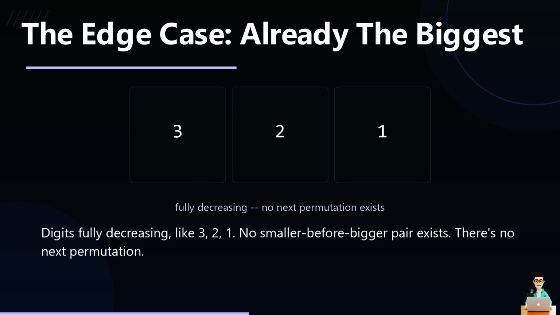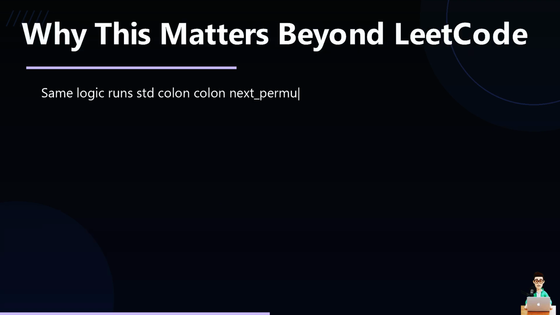We've hit the ceiling. This exact pivot, swap, reverse routine is what the C++ standard library's next_permutation function runs under the hood. It shows up anywhere a system needs to step through every possible ordering, one at a time. Scheduling, key orderings, combinatorial search, without ever holding all of them in memory at once.